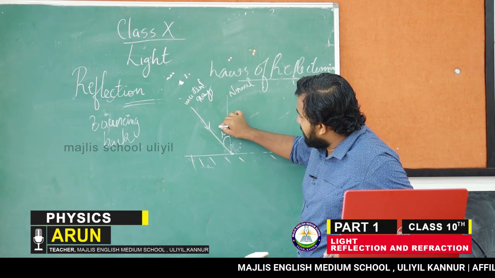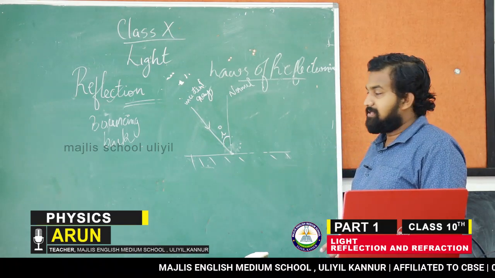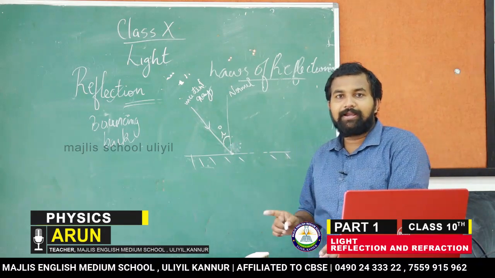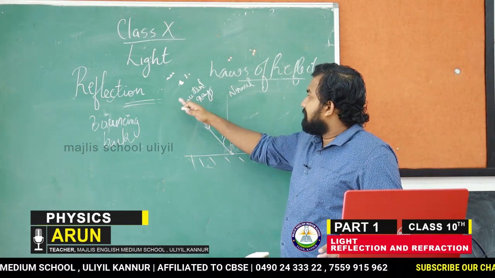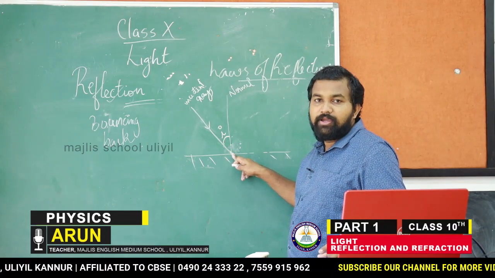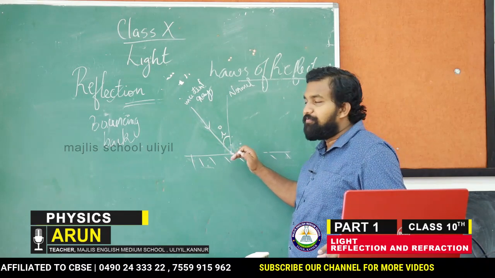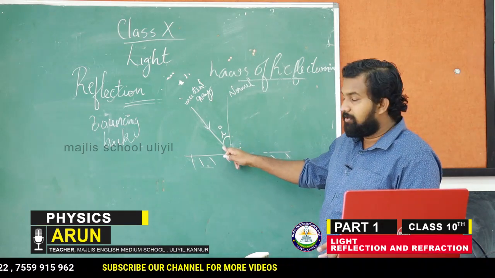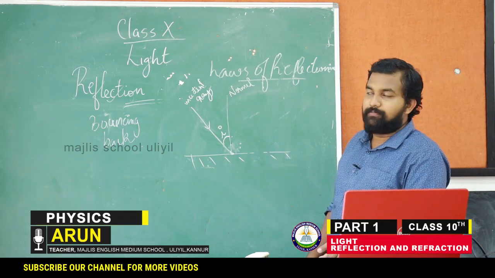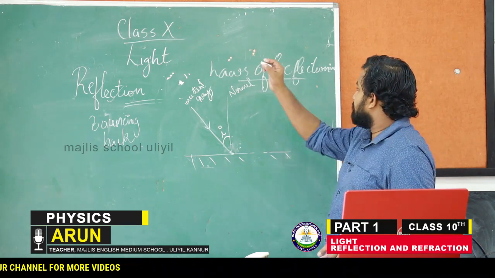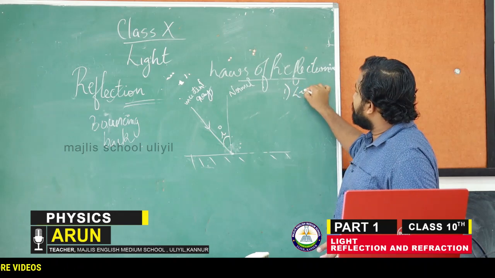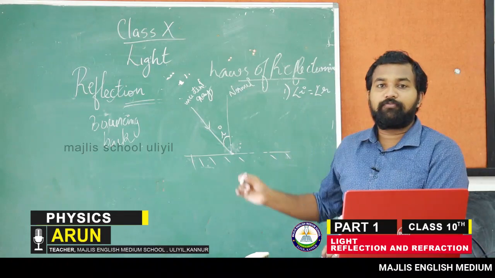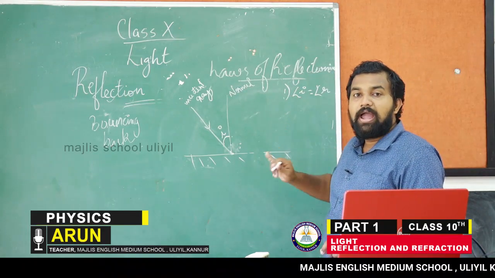The incident ray will make an angle i with the normal, and this angle i is called the angle of incidence. That means the angle at which the ray is incident on the surface of the mirror is called the angle of incidence, and it is the angle made by the incident ray with the normal. And what does the first law say? The first law says that the angle of incidence is always equal to the angle of reflection.